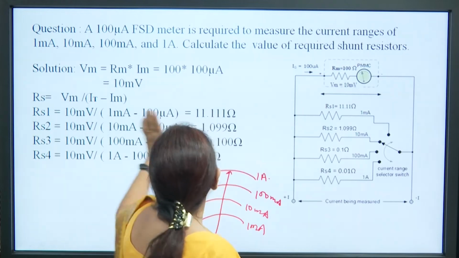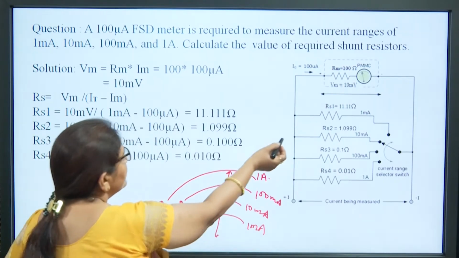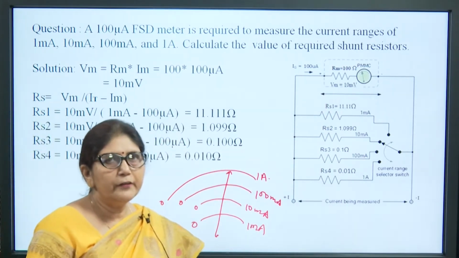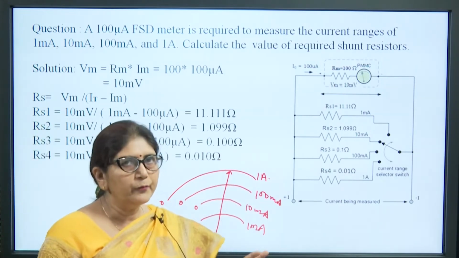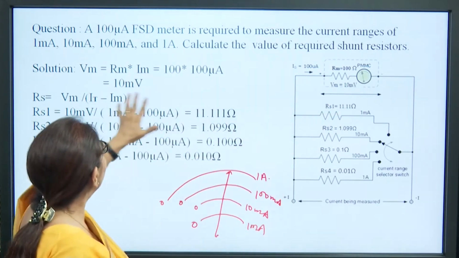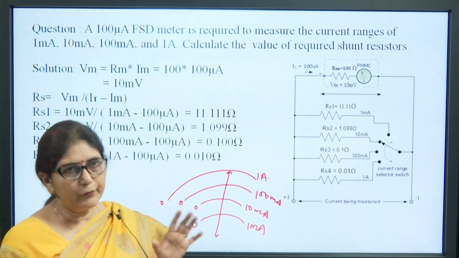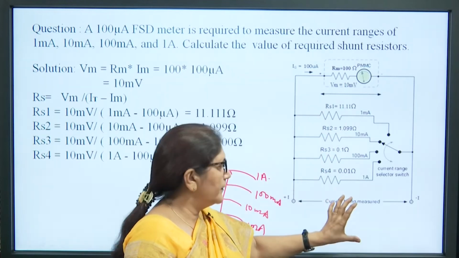As we can see, Vm is equal to Im Rm. Here the full scale deflection current is given as 100 microampere and the resistance is 100 ohm. So, the voltage drop across this meter will be 100 microampere times 100 ohm, so it is 10 millivolt. Okay. The same voltage drop will appear across all the resistances.